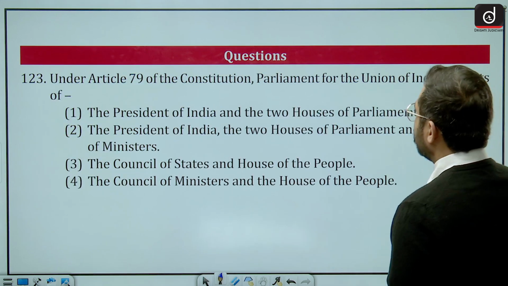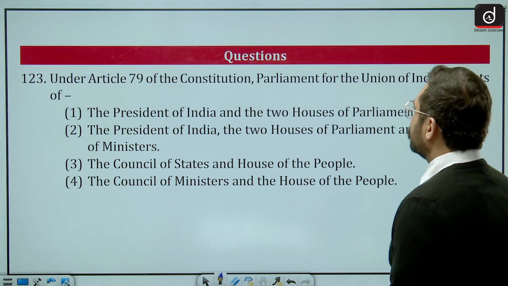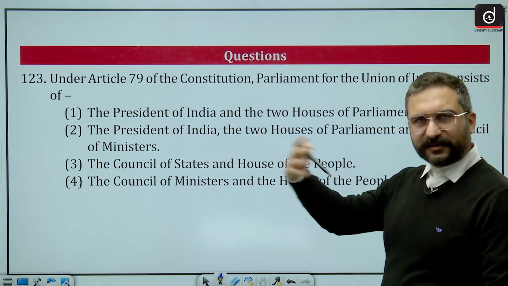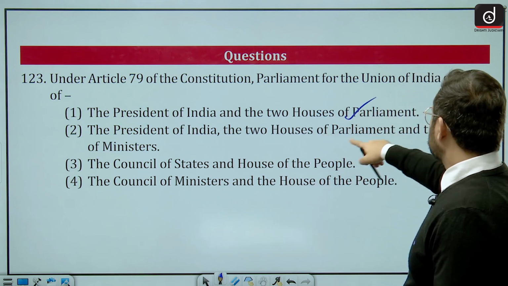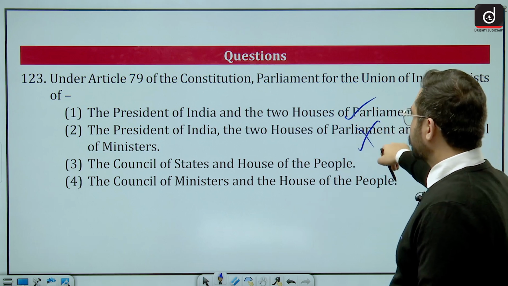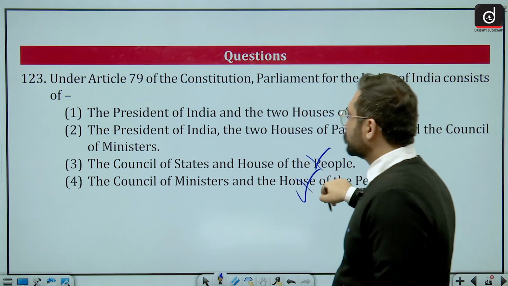Under Article 79 of the Constitution, Parliament for the Union of India consists of President and the Lok Sabha, Rajya Sabha. President of India, 2 houses, यही ठीक है. President of India, 2 houses and Council of Ministers, नहीं. Council of States and House of People, no. President has to be there, no. First is your answer.